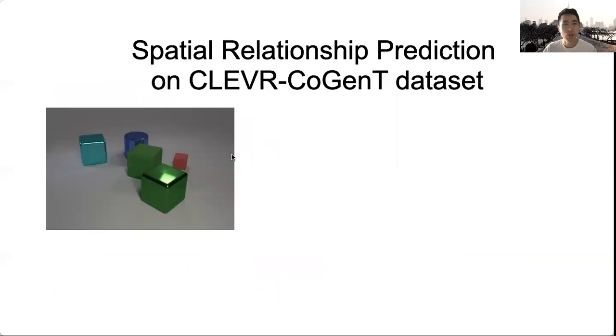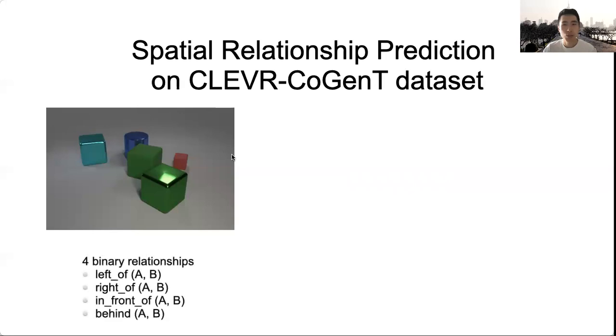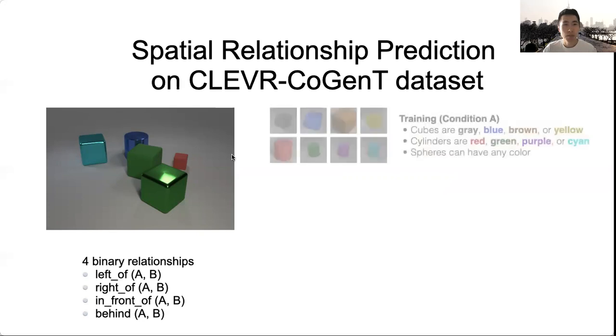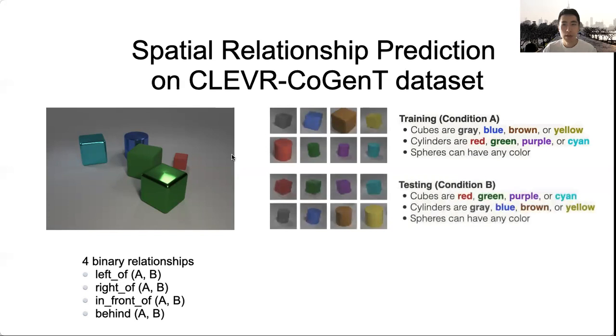We first evaluate our model on predicting spatial relationships between objects on Clever Cogent. The Clever Cogent dataset consists of images containing up to 10 objects. Each image is labeled with 4 types of spatial relationships: left, right, front, and behind. The dataset is split into 2 conditions. The model is trained on condition A and tested on condition B. Note that unlike most prior works, SORNet does zero fine-tuning on examples from condition B.